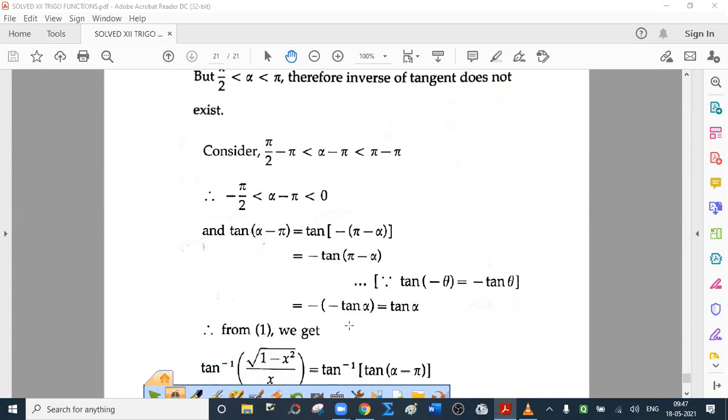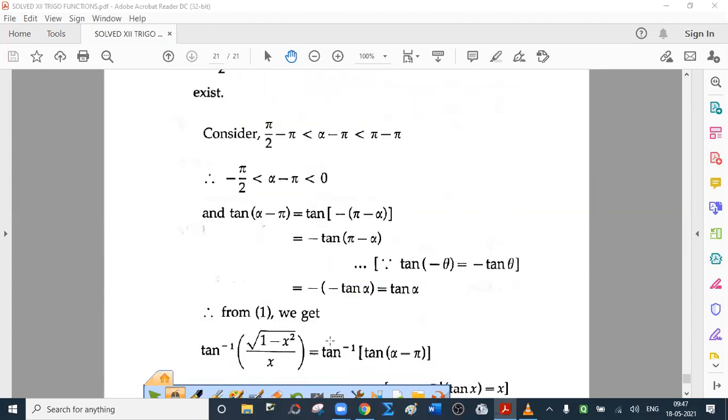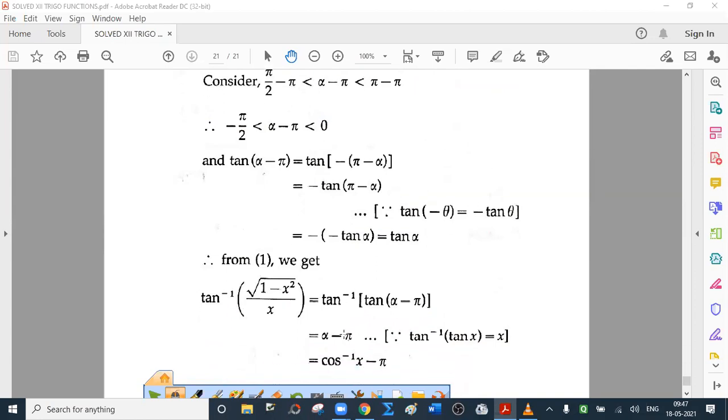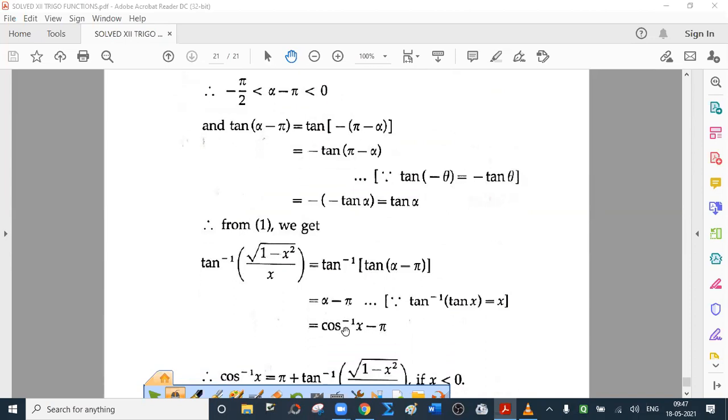So from 1, we get tan inverse root 1 minus x square upon x equal to tan inverse of tan alpha minus pi, which is simply alpha minus pi. That is cos inverse x minus pi.